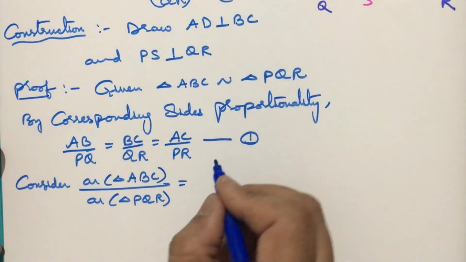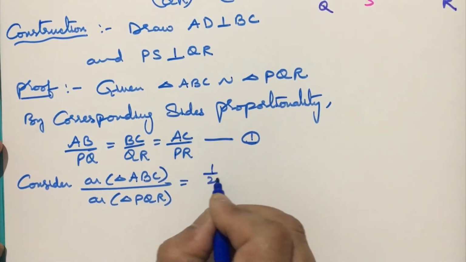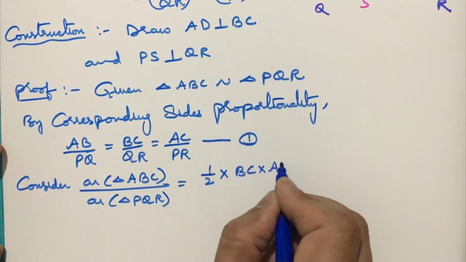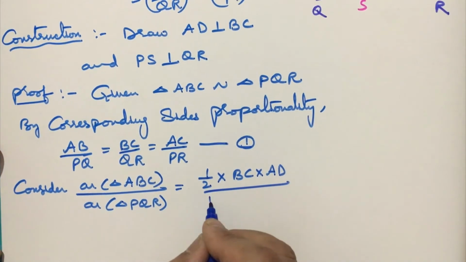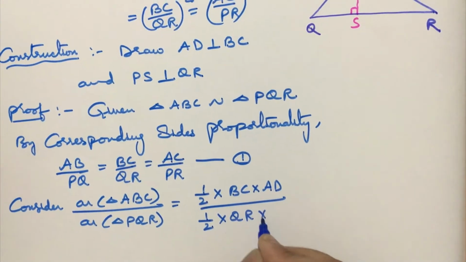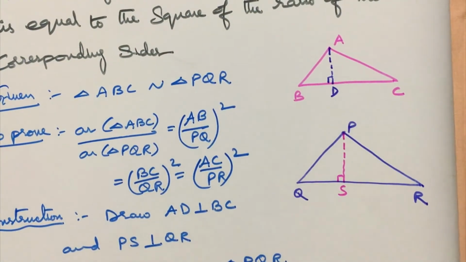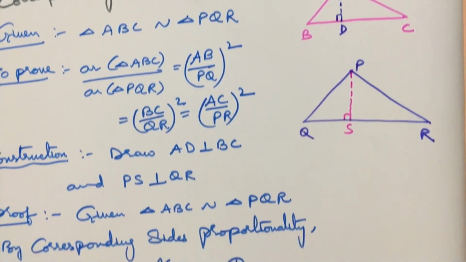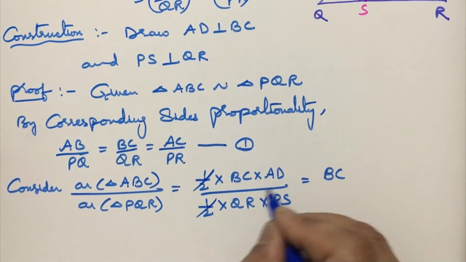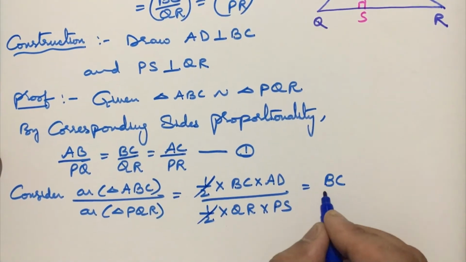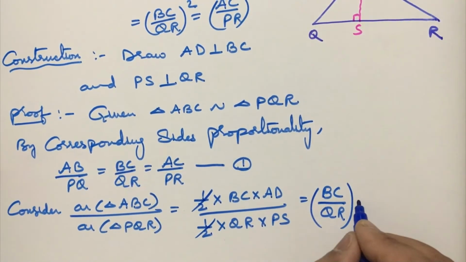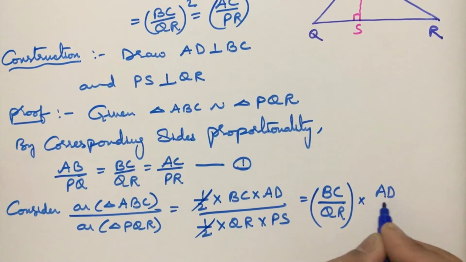This is nothing but half into base into height. Half into this base BC into height AD, by half into QR into PS. Half gets cancelled. So what we got is BC into AD by QR into PS. I am writing it in this manner: BC by QR into AD by PS.